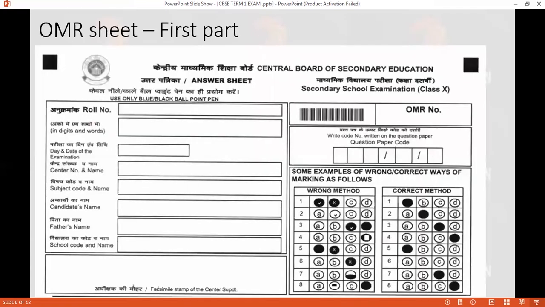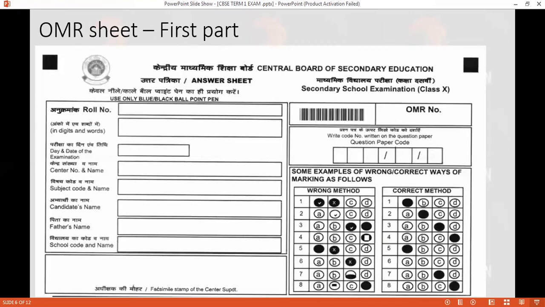This is the first part of your OMR sheet. This is how it looks like. So again, it has mentioned in the OMR sheet that you have to use blue or black ballpoint pen only. You will be mentioning your roll number in digits and words.